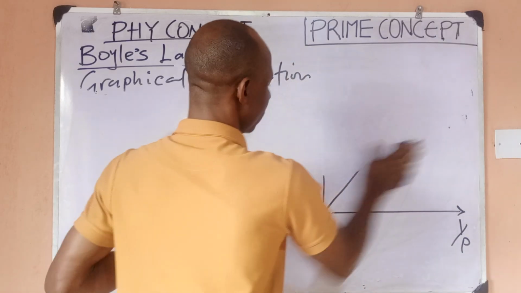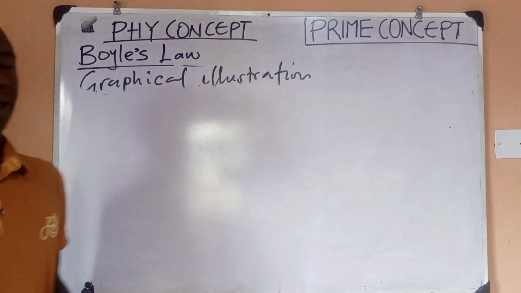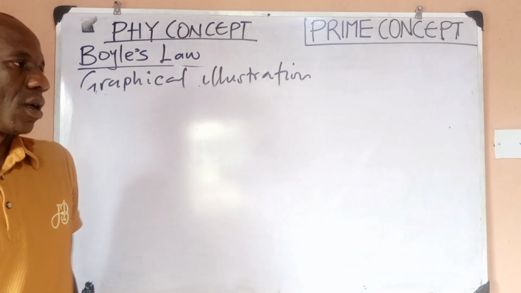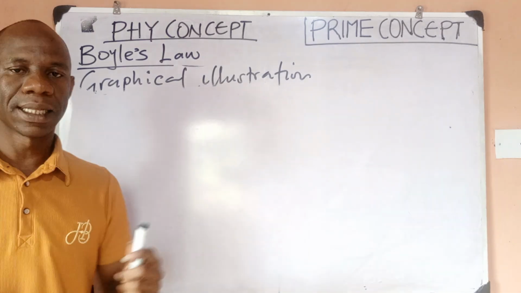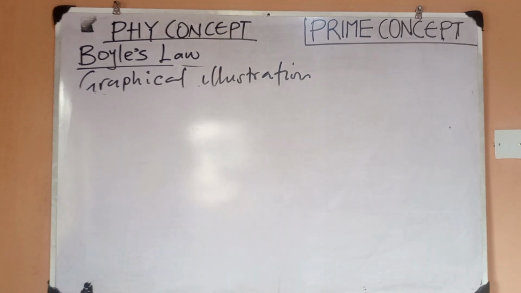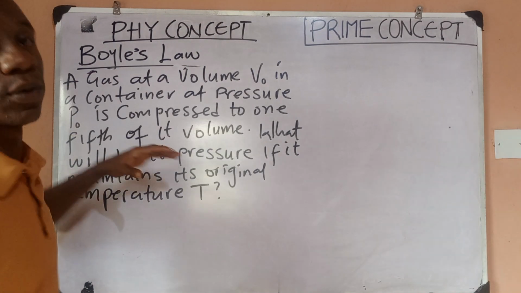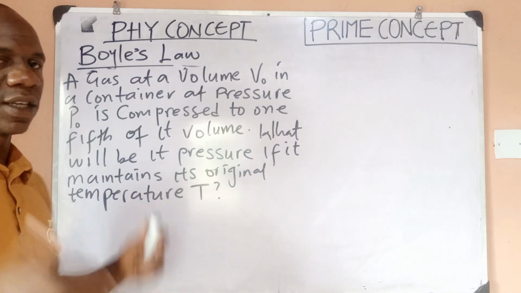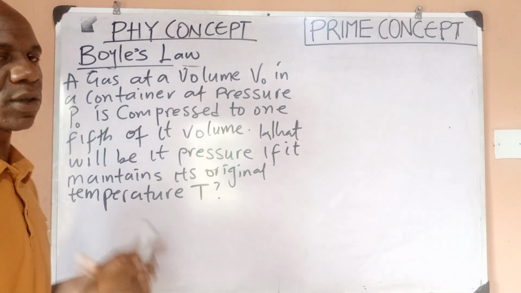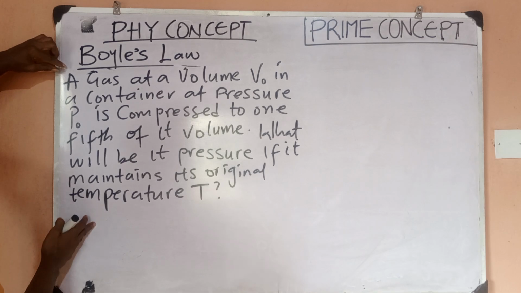Yeah. So the next thing I want to consider now quickly is a simple example under Boyle's law so that we can internalize the concept. So let me put the question on the board. So we have our first example here, right? Yes, and this is actually a question from one of the JAMB exams, I think 1999. So we want to look at this.